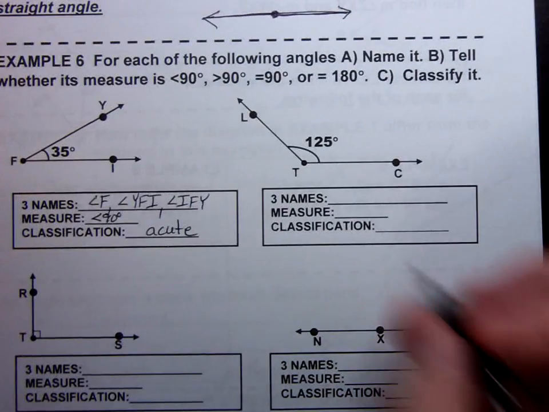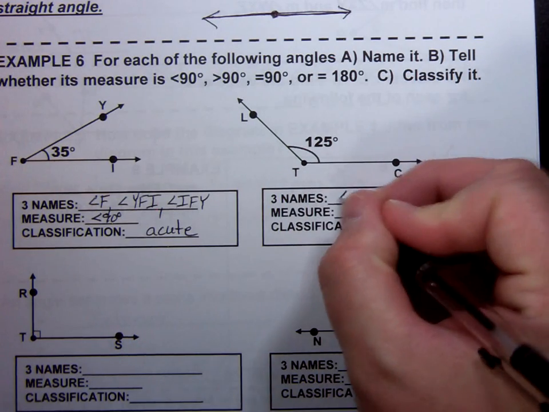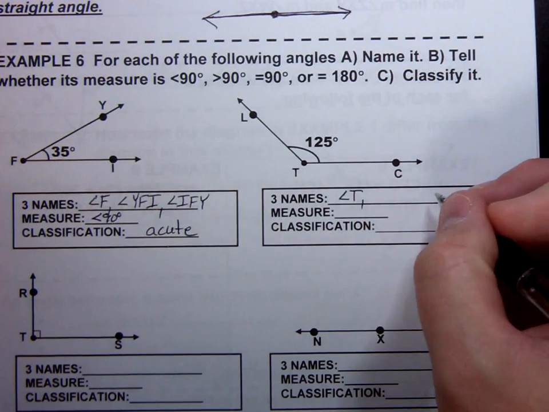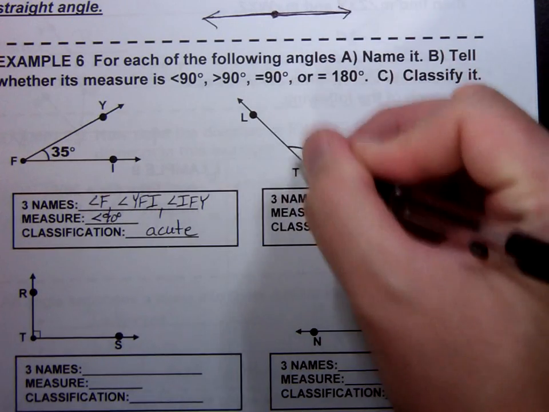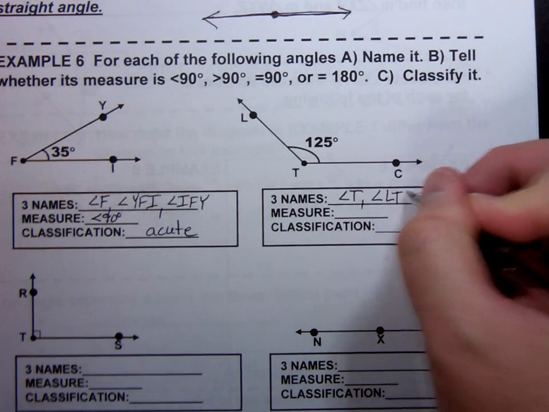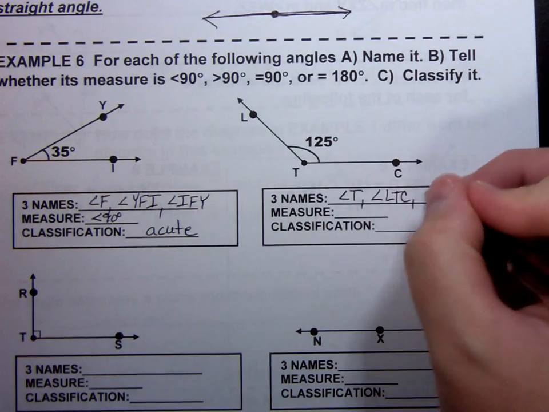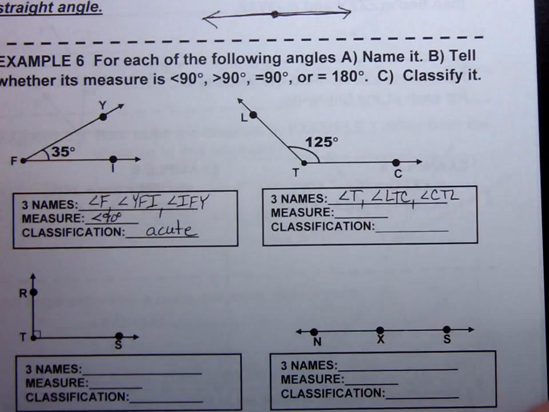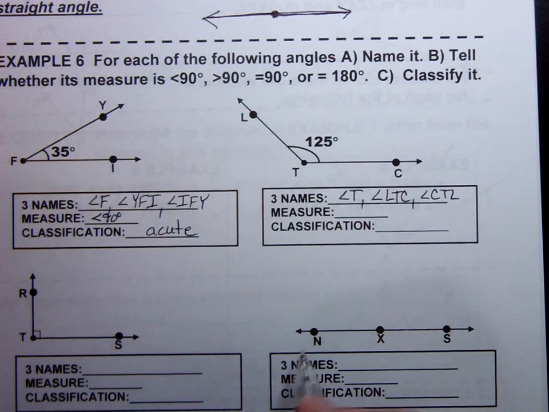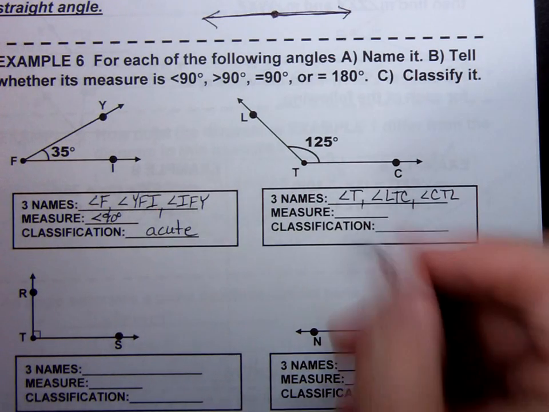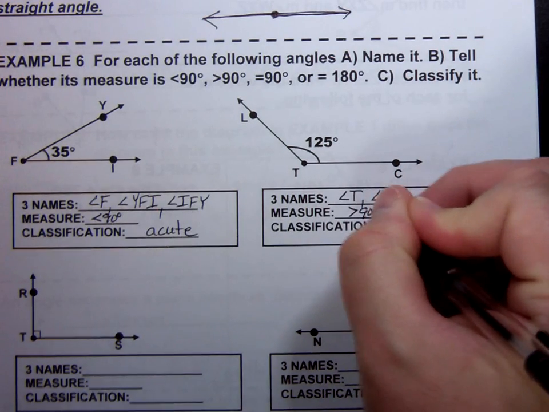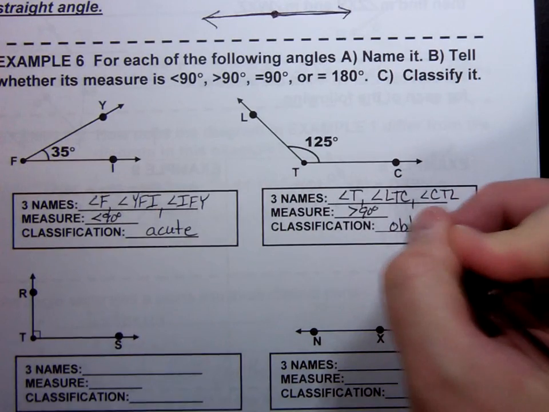All right, next one right here. We can name it just with the vertex. We can call it angle T. We can call it angle LTC, making sure that T is the middle letter, and angle CTL. It's 125 degrees, which means it's greater than 90, and that makes it an obtuse angle.